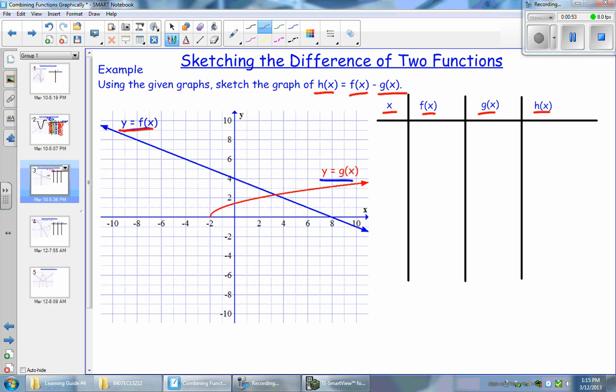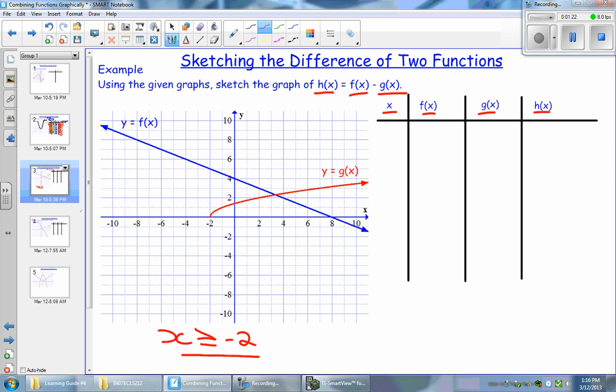But it's not the same case for y is equal to g of x. Notice that my graph starts at -2 and increases towards positive infinity. That means my domain is restricted to x is greater than or equal to -2. So when you're picking x values for your table of values, you need to pick x values that are defined for both of your graphs. In other words, for this example, we're going to pick x values that are greater than or equal to -2.